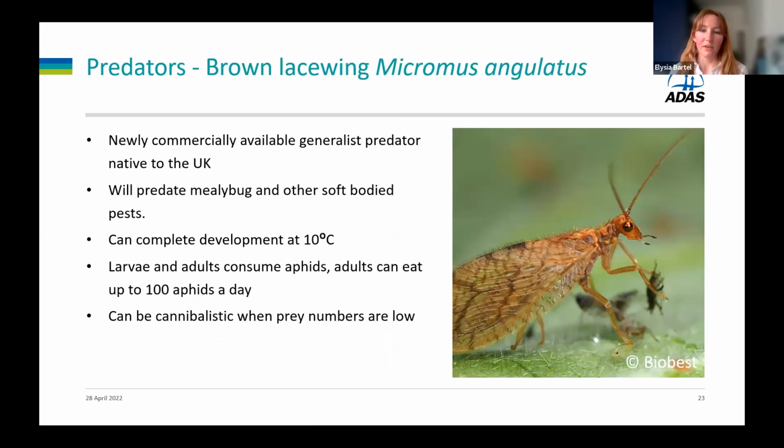If aphids are an issue, ladybirds, hoverflies, and the green lacewing can all be commercially purchased, and as of recently, so can the brown lacewing. It will also predate other soft-bodied insects, and it's suitable down to temperatures of around 10 degrees C. Both the adults and larvae can consume aphids, but it can be cannibalistic, so best not used preventatively.